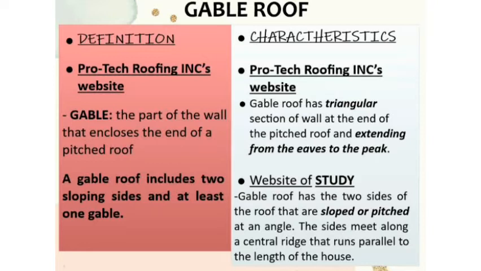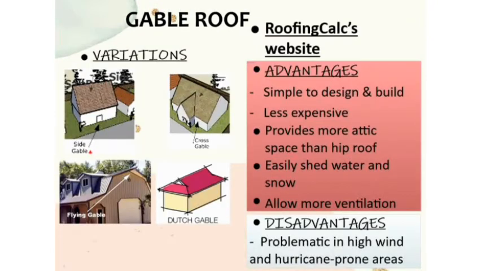While based on the website of study.com, a gable roof has two sides of the roof that are sloped or pitched at an angle. The sides meet along a center ridge that runs parallel to the length of the house. A gable roof has various types of design depending on the building. The variations of the gable roof include side gable roof, cross gable roof, flying gable roof, and Dutch gable roof. There are advantages and disadvantages of the gable roof.